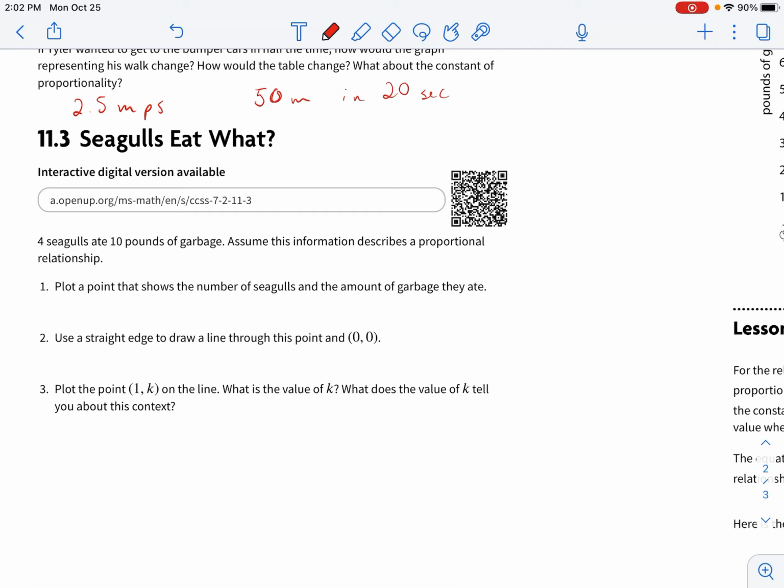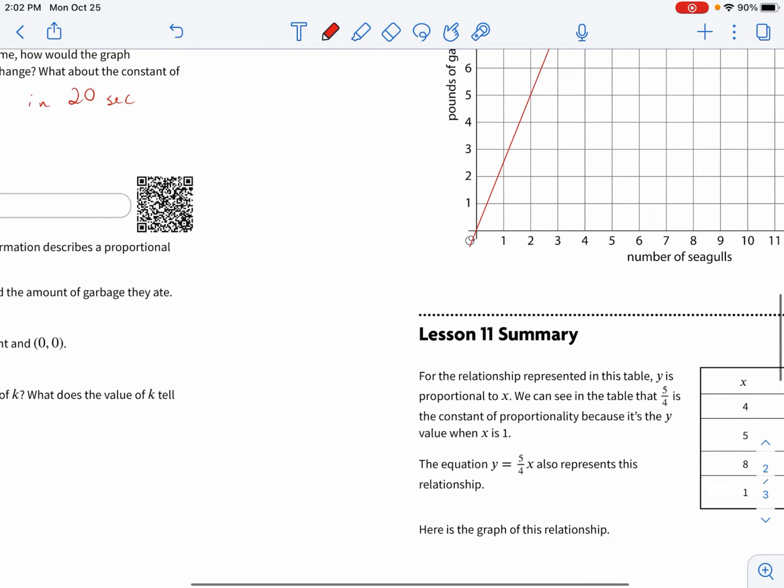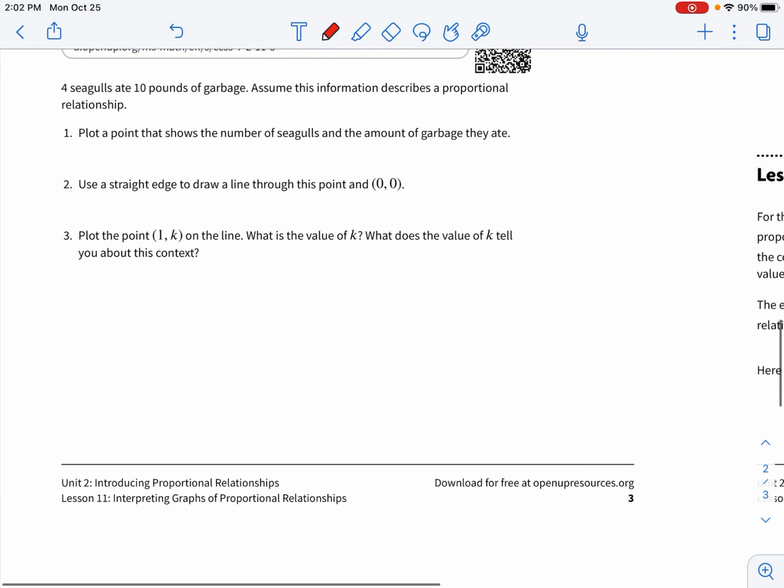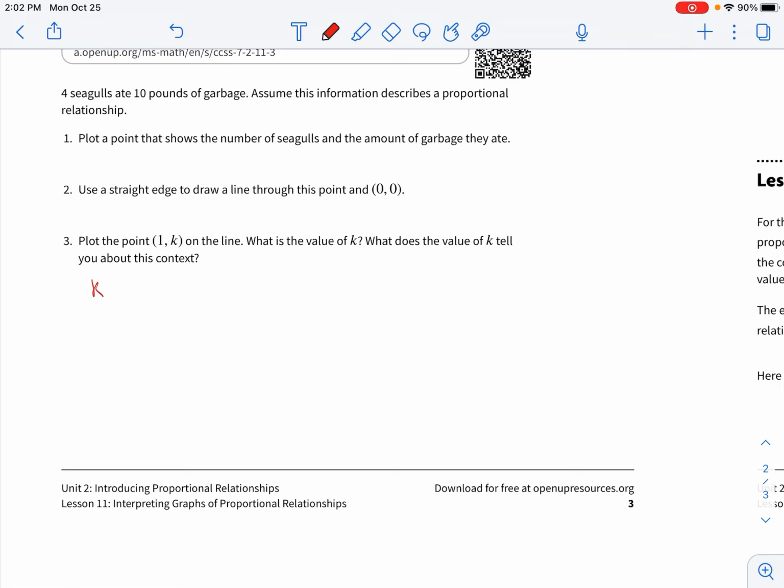Okay, 3, it says plot the point 1, k on the line. What is the value of k? What does the value of k tell you about this context? Okay, so at 1, we're right at 2.5. So 2.5, and I got that because I took 10 divided by 4, and that is the pounds of garbage one seagull eats.